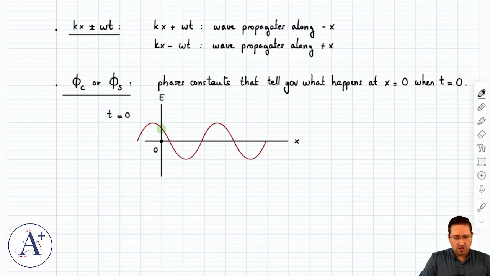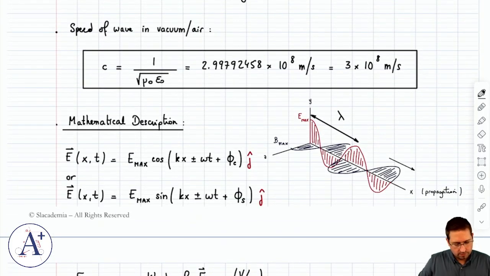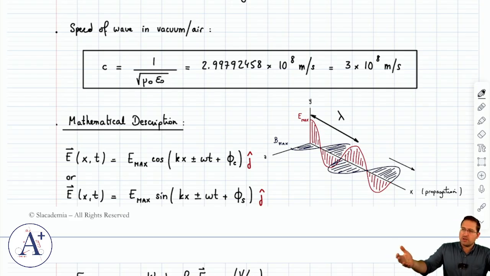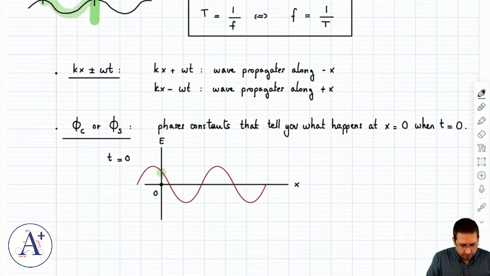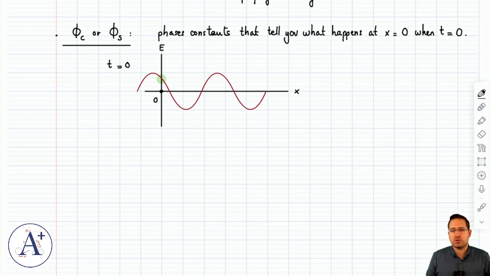So it takes this very general form of E max cosine of kx plus or minus omega t plus phi sub c, or the same thing with sine, and it says, well, why don't you tell me what kind of wave you have? And then with phi, you'll be able to tweak this expression to slide the curve left or right so that your mathematical description matches the wave that you are dealing with. Okay, so that's what phi sub c or phi sub s does. And again, we'll see this in problems.